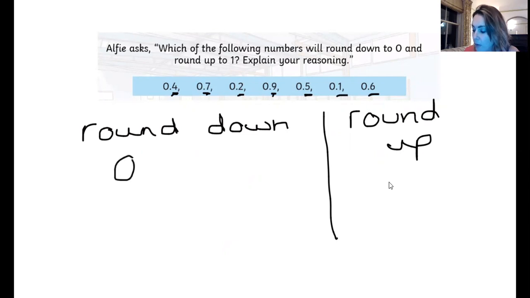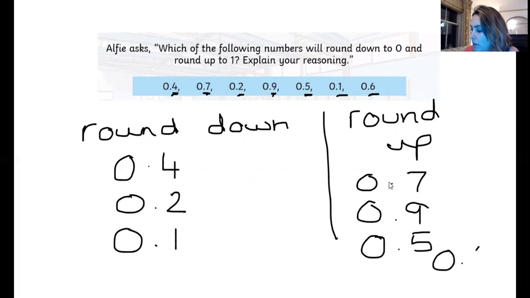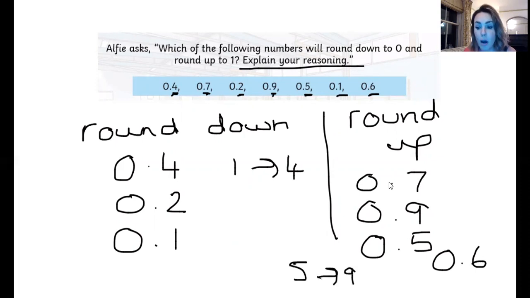So if we're rounding down, 0.4, 0.7 would round up, 0.2 would round down, 0.9 would round up, 0.5 right in the middle, but we know that if it's 0.5, we're rounding it up, 0.1 would round down, and 0.6 we would round up. And it says here, explain your reasoning, because I know that if it's 1 to 4, you round it down. If it's 5 to 9, you round it up. And I would expect a sentence written to explain your reasoning.